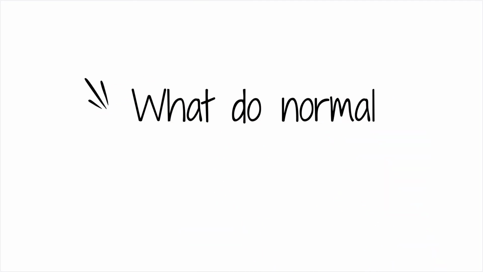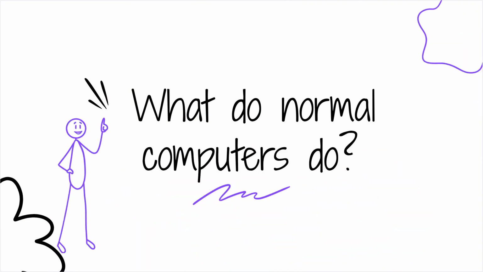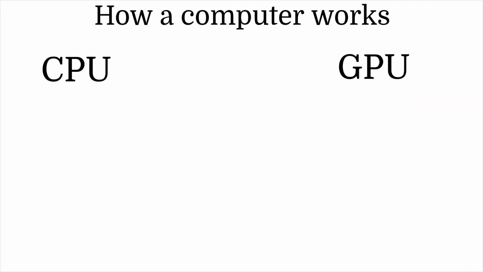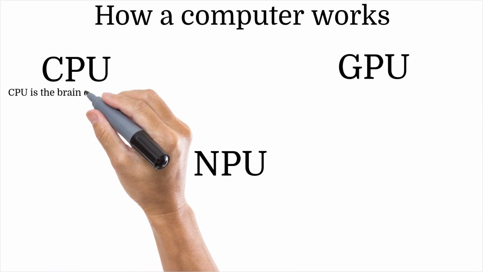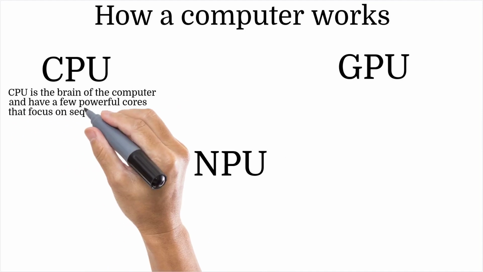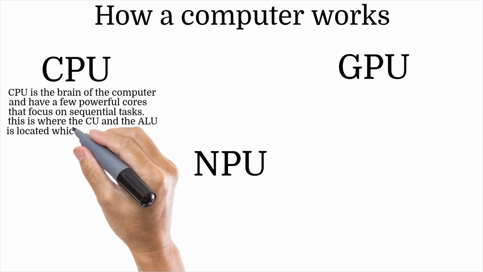So basically, what do classical computers do? What is the difference between quantum computers and classical computers? To understand how a normal computer does calculations, we first need to look at the components, starting with the CPU, which is called the central processing unit. The CPU is the brain of the computer and is designed to handle general purpose processing tasks. It can execute a wide range of instructions required to run an operating system, software applications, and user inputs.